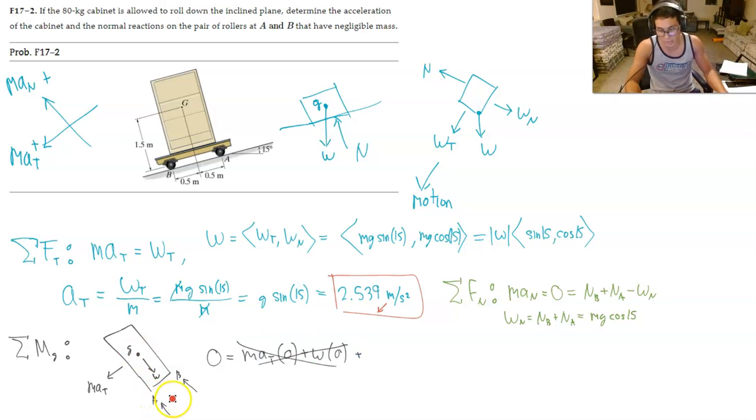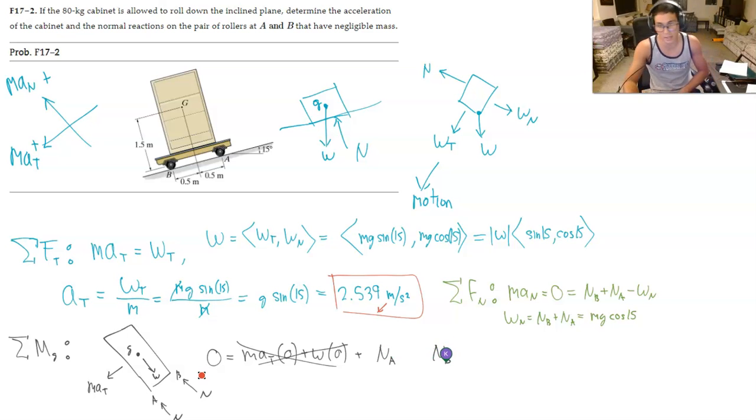However, the normal reactions here, both NA and NB, do have some distance between them and G. So it has this distance right here, the radial distance from G. Notice I'm not going like this. When you take moments, the radial distance is perpendicular to the direction of the vector. If you push your hand down on your arm, and you're taking the moments at your elbow, the radial distance is my forearm. So we have NA and NB.